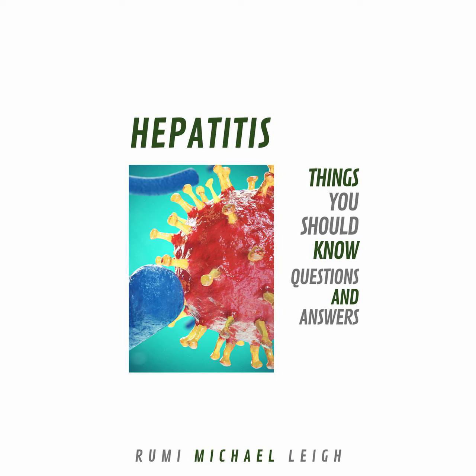Chapter 1. 1. What does HEPA signify? HEPA signifies liver. 2. What does itis signify? Itis signifies inflammation. 3. Define hepatitis. Hepatitis is the inflammation of the liver due to an infection. 4. What kind of infection is hepatitis? Hepatitis is a viral infection.